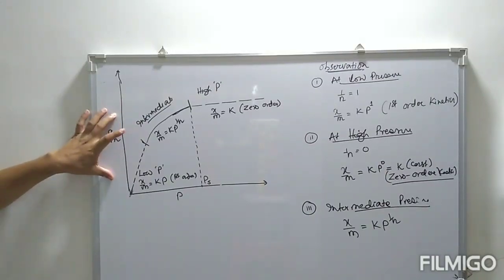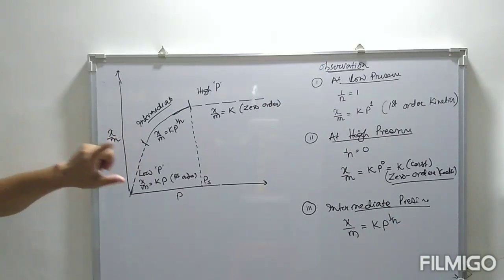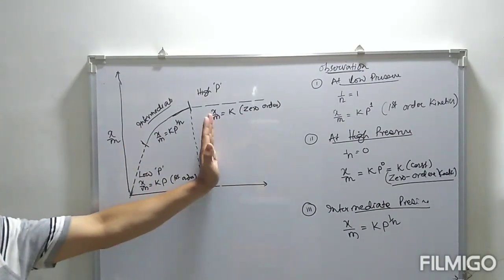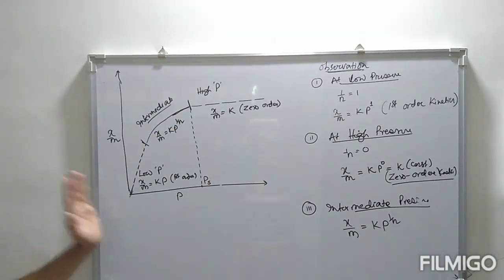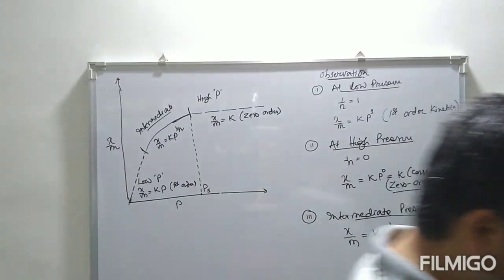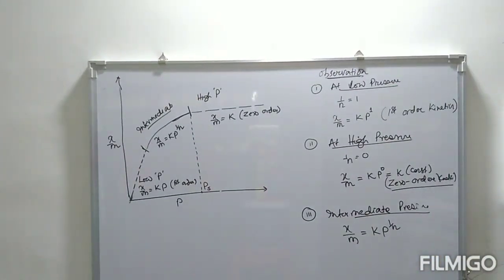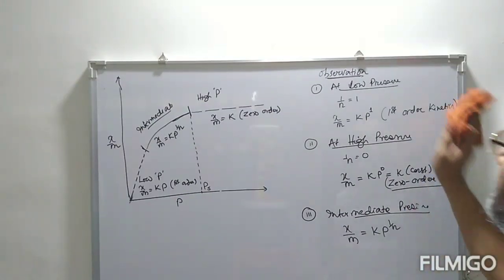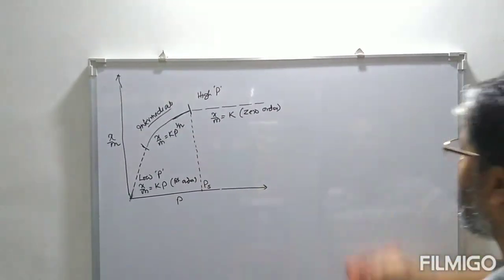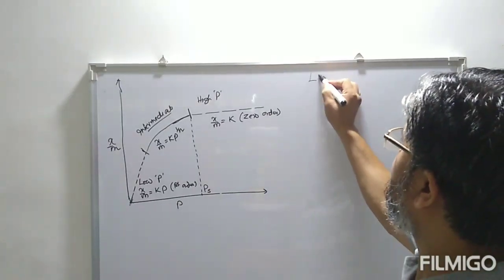So this Freundlich isotherm does not follow above a certain pressure region. So this is applicable below this region only. So this equation basically explains physical adsorption. Now there is one more equation which can be used for explanation of chemical adsorption. That is Langmuir isotherm.